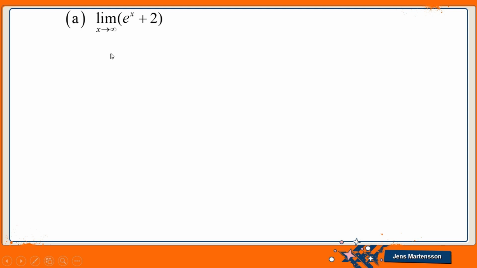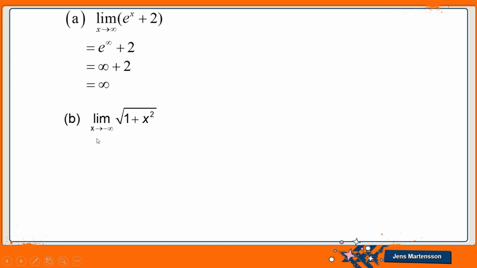For question A, the limit of e to the power of x plus 2 when x approaches infinity. So we substitute infinity in x, so we get e to the power of infinity plus 2, and we know e to the power of infinity is infinity, and infinity plus 2, we get the answer is infinity.